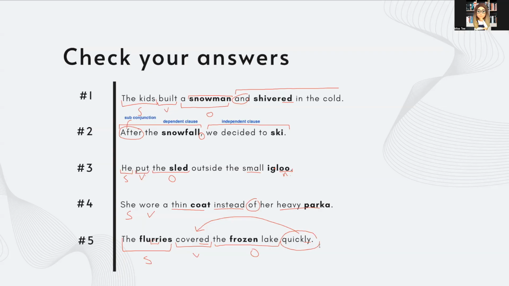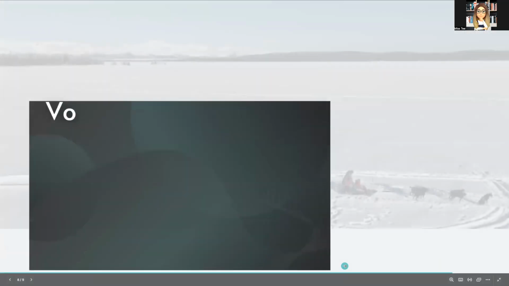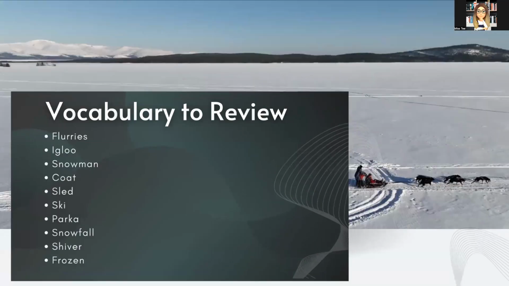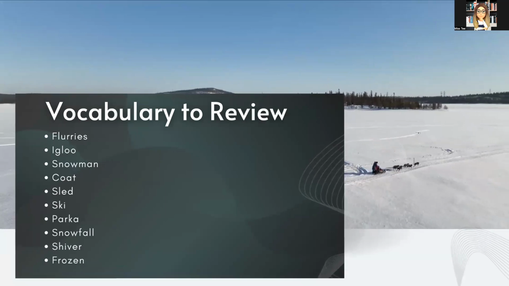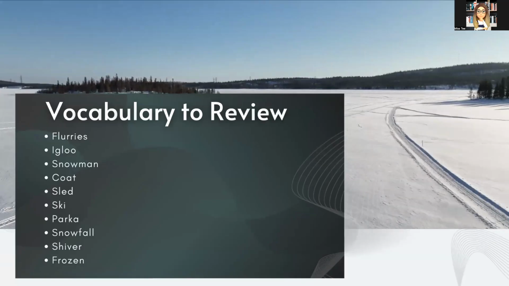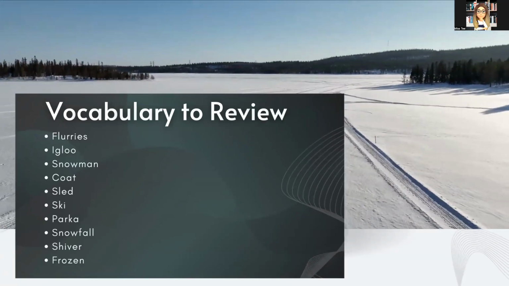So that is an overview of some of the sentences, some of the grammar structures that you see. The bold words are the words that we are focusing on this week. Let me show you a better list of them. So the words you're going to want to focus on related to this topic: flurries, igloo, snowman, coat, sled, ski, parka, snowfall, shiver, frozen. So make sure that you review these words. Make sure you know how to spell them when you're writing. Make sure that you know how to pronounce them when you're speaking.